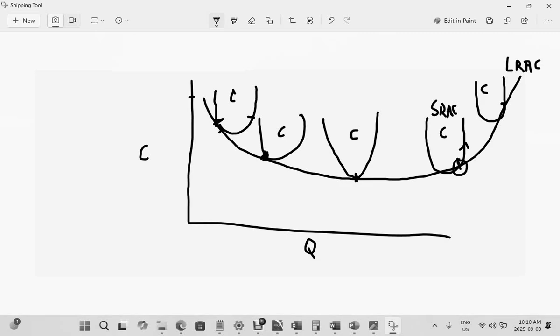So basically what's happening over here is when the cost of production is being reduced, let's say because of investment in capital, let's say from point A up till point B, this is your economy of scale. And from point B to point C, this is your diseconomy of scale.